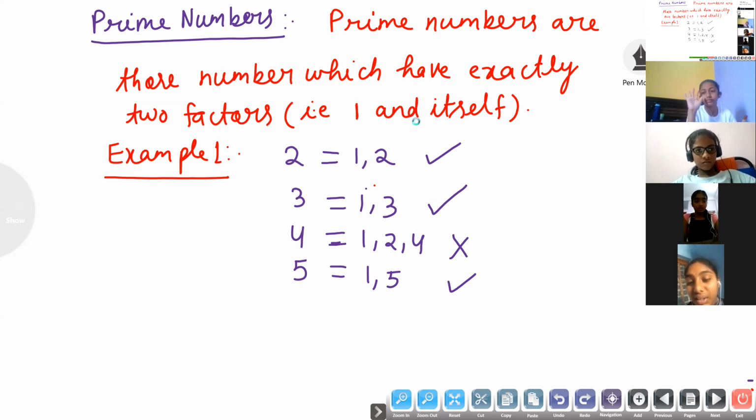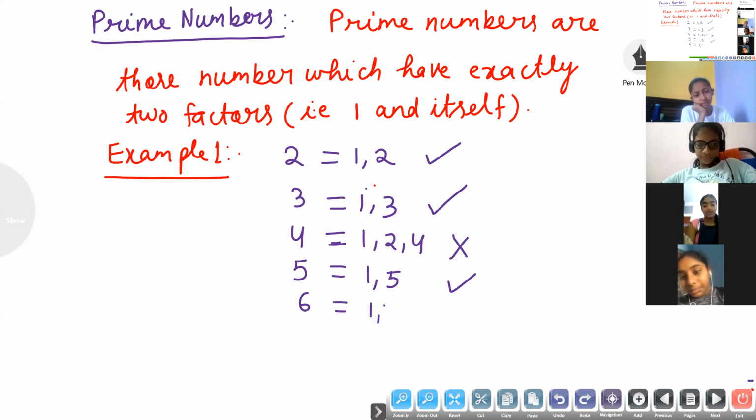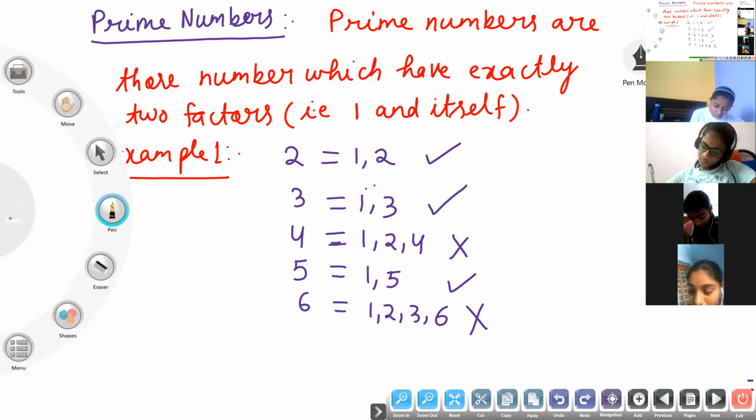Next, keep writing, everyone. What's up, Marishta? You are raising your hand. Yeah. Is 6 a prime number? No. 6 will come in the 1 table, 2 table, 3 table, and 6 table. Second, keep writing, composite number.